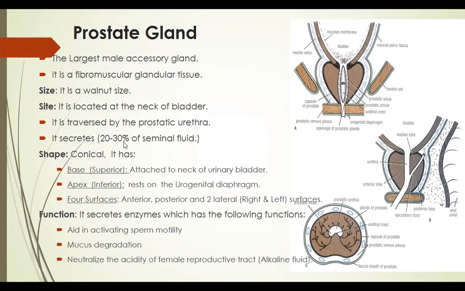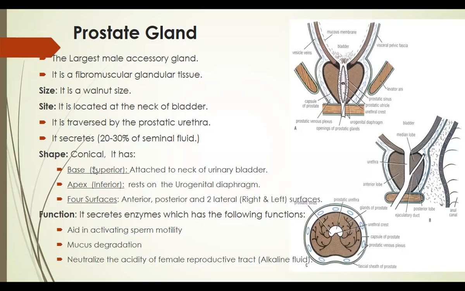It secretes 20 to 30% of the seminal fluid. Even though it is the largest male accessory reproductive gland, it secretes only 20 to 30%, but the seminal fluid is mainly secreted by the seminal vesicles. Shape of the prostate: it is conical in shape. As you can see here, it looks like an ice cream cone.